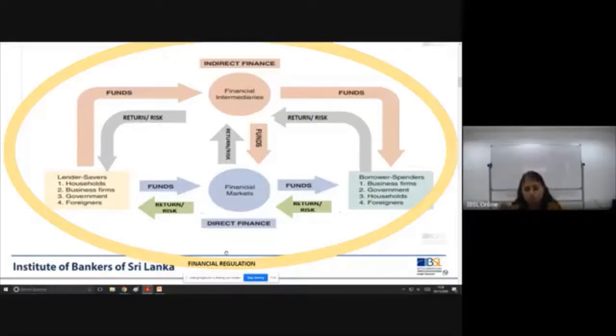There can be a proof for it, but you can't show the product itself. That's why you call it a more intangible security. So this financial instrument is the vehicle which is carrying the fund flow. If the fund is moving from the excess unit to the deficit unit, the financial instrument moves from the deficit unit to the surplus unit.